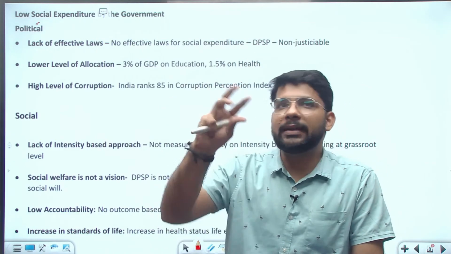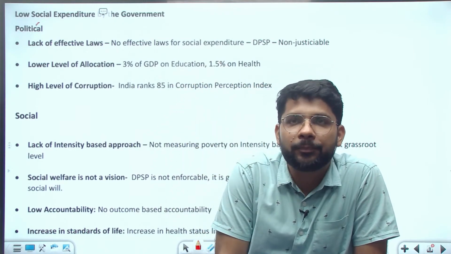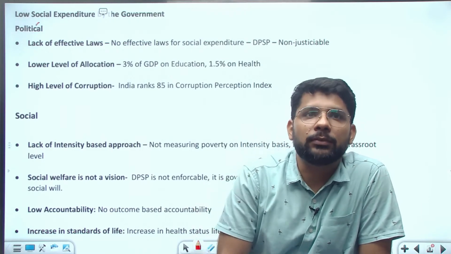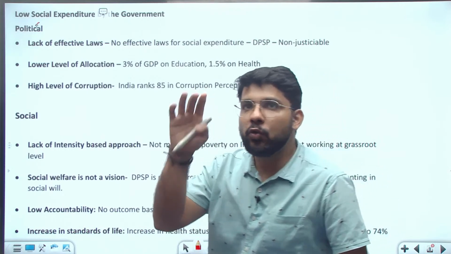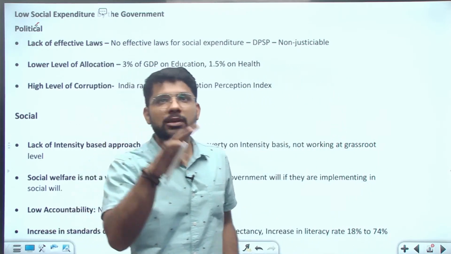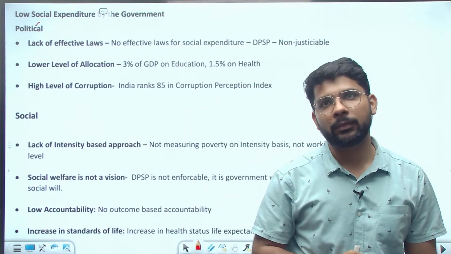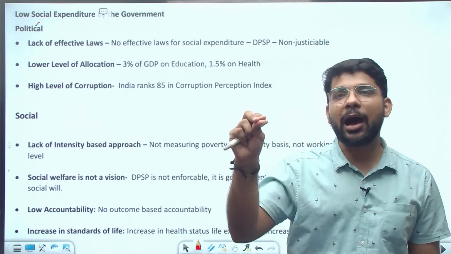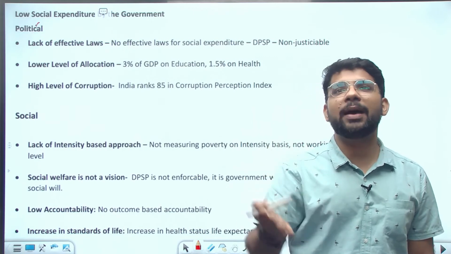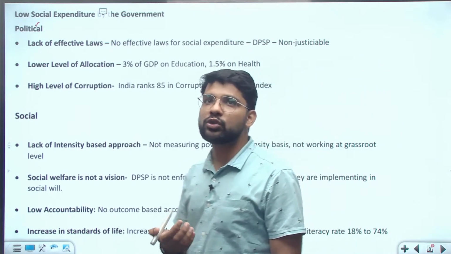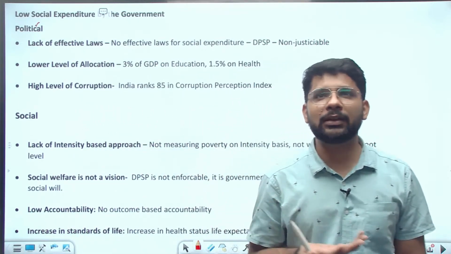So if we come to the political part, there is a lack of effective law. There is no binding law present for social expenditure. Low level of allocation on health and education. According to the new education policy, the government said that we will spend 6% of the GDP on education. But it is not mentioned how they will get the source. It was suggested by the Kasturirangan committee that you should spend 6% of GDP on education, but till now it is not implemented by the government.